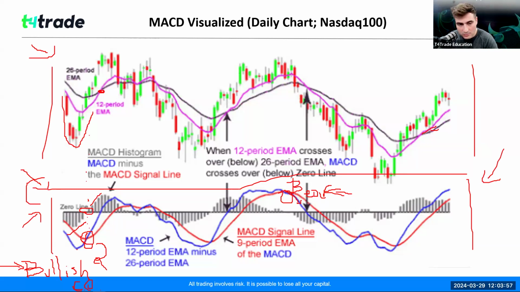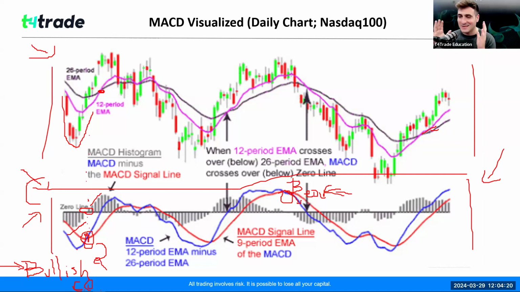Okay, so price action precedes the MACD indicator. Again, this is not telling you that the trend is going to shift. Okay, it tells you that the trend has already shifted, due to the price action. Price action is first, and then the MACD confirms it.